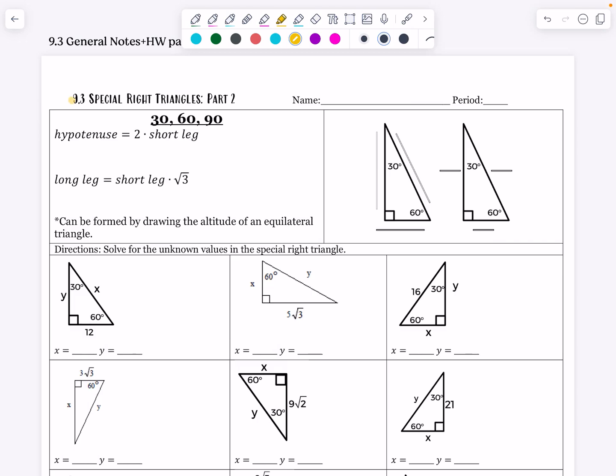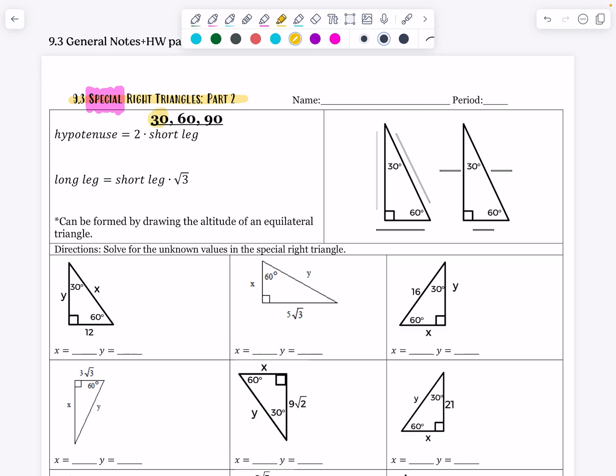Hello everyone, and welcome to our 9.3 lesson on special right triangles. This is part 2, and the second special right triangle that we're going to talk about. We talked about 45, 45, 90 yesterday. Today we're going to talk about a 30, 60, 90 triangle.